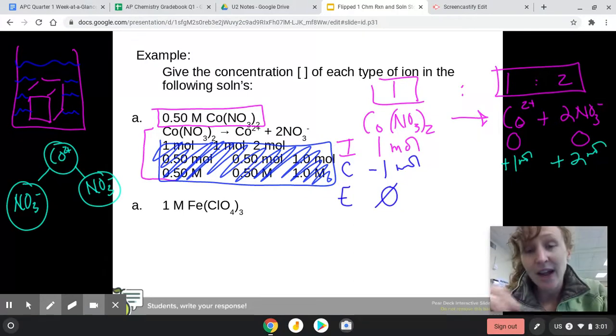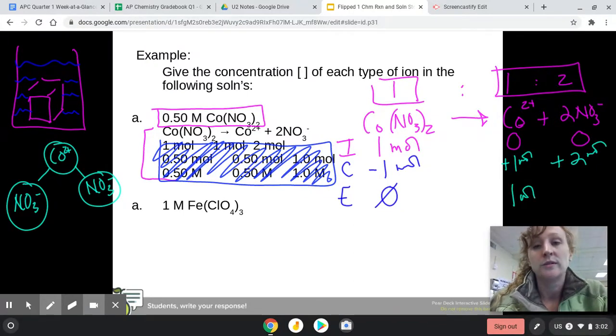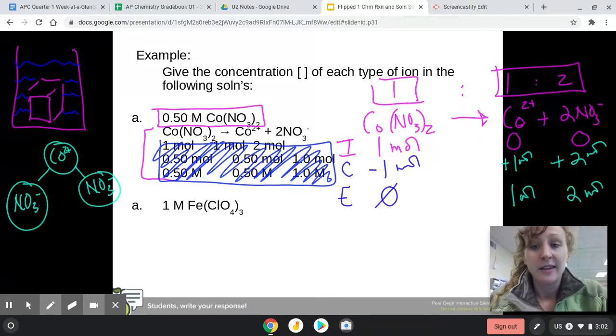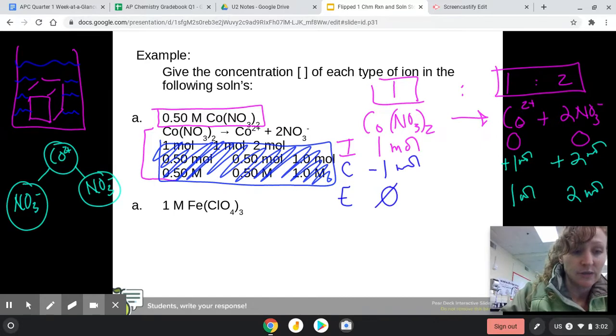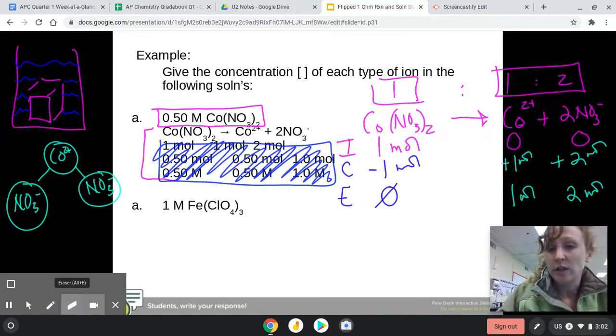Okay, so what do I have left in the end? I have 1 cobalt-2 ion. I have 2 nitrates, or 2 moles. Okay, so that's pretty straightforward. However, what if I change my starting amount? We're going to do the same thing, only in starting with 1 mole, we're going to have a different starting amount.